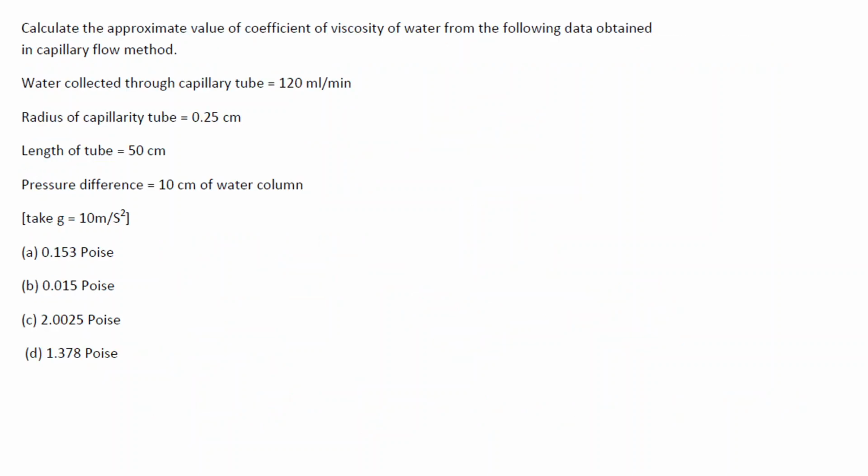Now the next question is, calculate the approximate value of the coefficient of viscosity of water from the following data obtained in the capillary flow method. Water collected, we have been given some values, and we need to find the coefficient of viscosity of water based on these data. So again, recalling the formula that we use for eta, this is that formula.